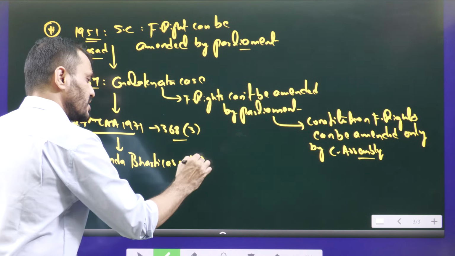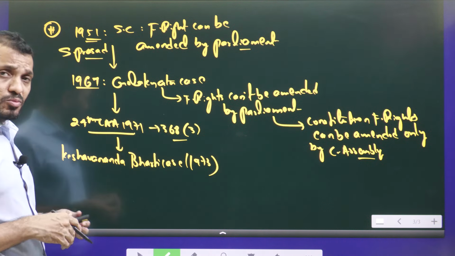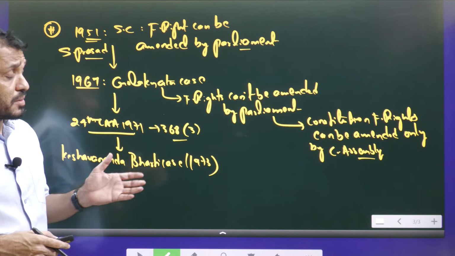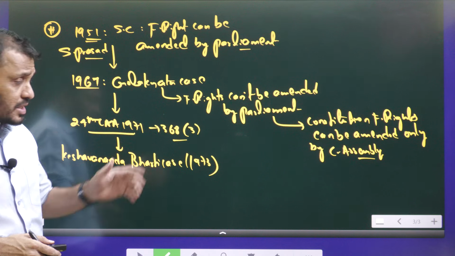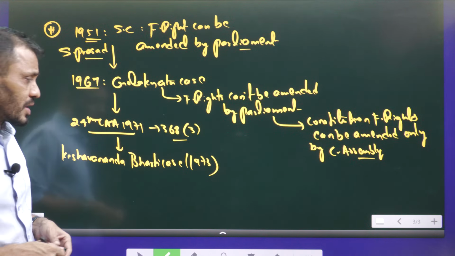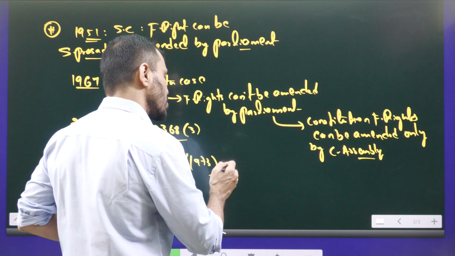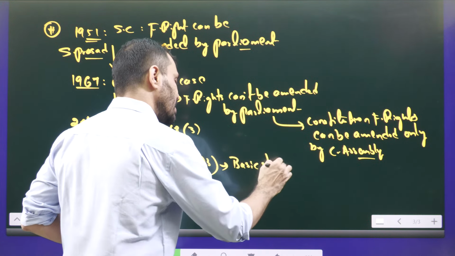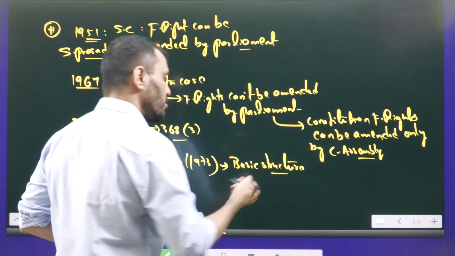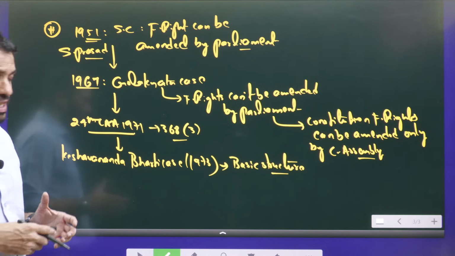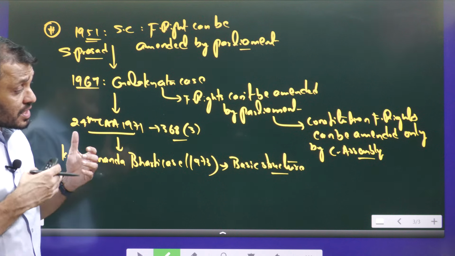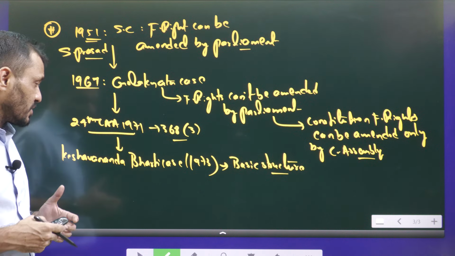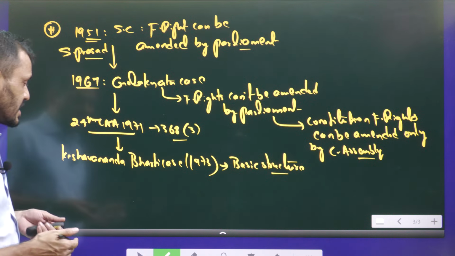In the Keshavananda Bharati case 1973, the Supreme Court clarified that fundamental rights can be amended by Parliament, which reversed the judgment in the Goraknath case. The Supreme Court also observed that as long as Parliament amends within the limit of the basic structure, it can amend the Constitution in whichever way it likes. So the concept of basic structure was added for the first time in the Keshavananda Bharati case 1973.